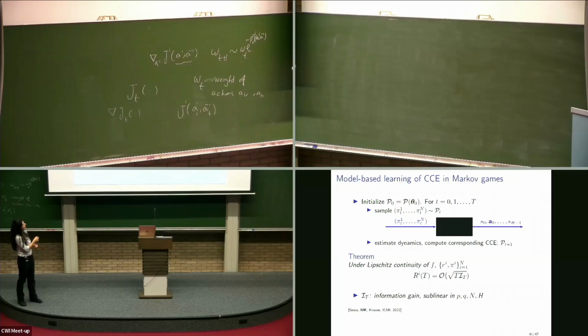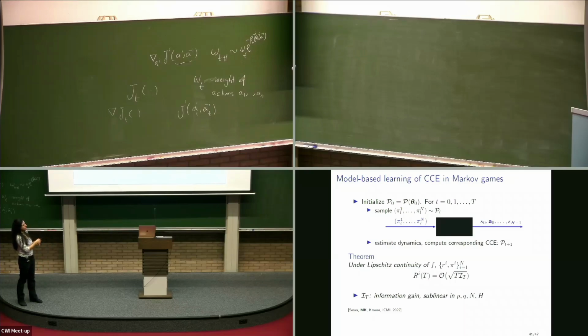We have conditions on the function f that it comes from this Gaussian process. It has Lipschitz continuity. All of these functions are Lipschitz continuous, so your policy parameterization, the rewards, and f, and then we can bound the regret of this multi-agent reinforcement learning algorithm as a square root of T, times the information gain.